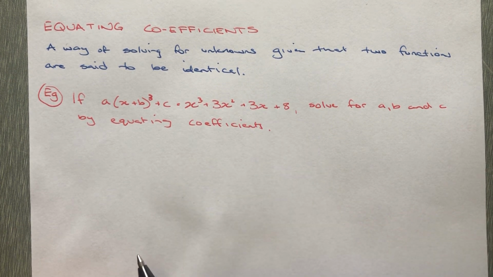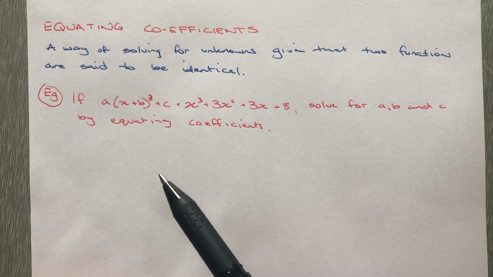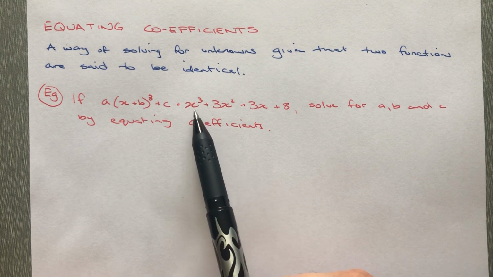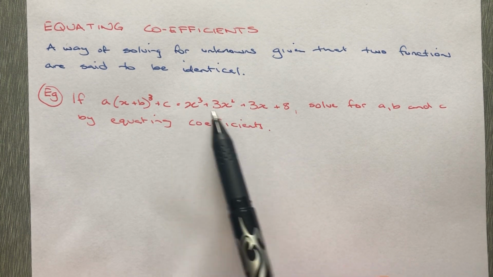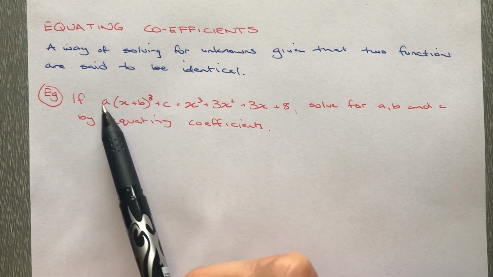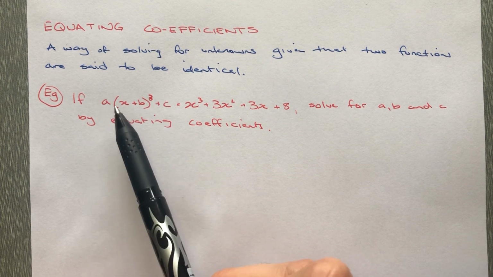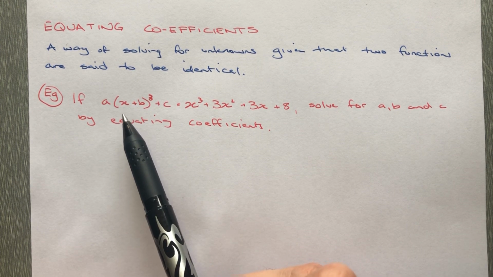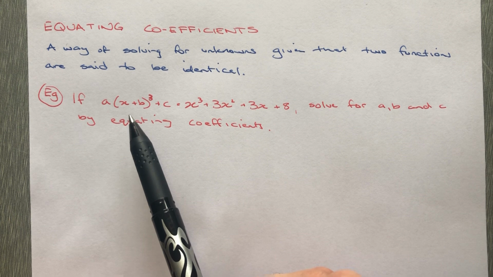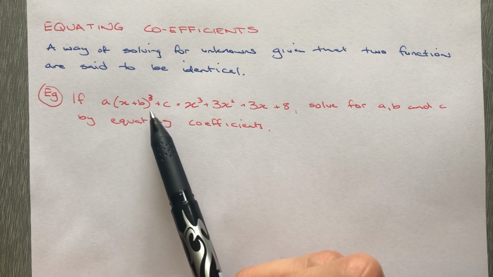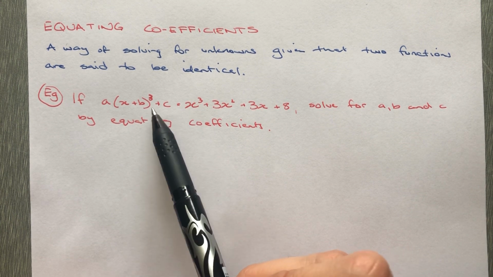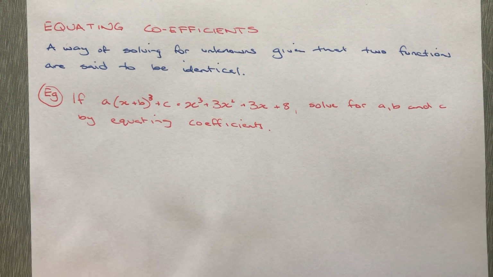The only problem that we have at the moment is that they're in a couple of different forms. So this one here is expanded out. This one here, it's not actually expanded out, is it? It's factorized a little bit. Okay, so what I'm going to try to do is make both of these sides look the same, and then I'll be able to work out what A, B, and C are.